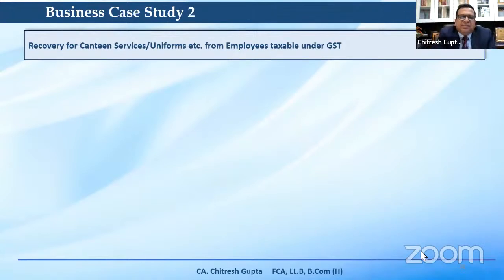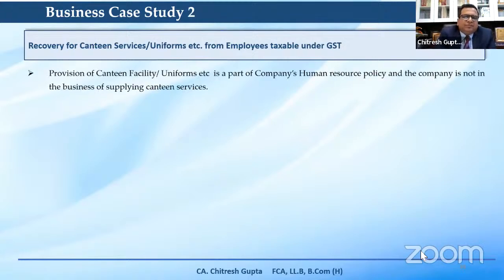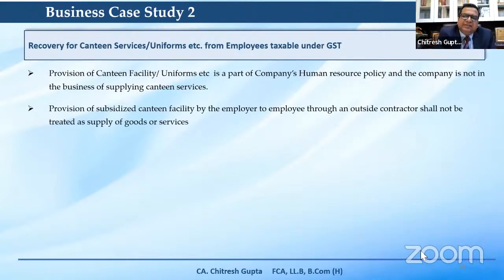So what is happening? The department is issuing show cause notices and demanding tax on the recovery of canteen services or uniform. So in this case, we can take a ground that provision of canteen facility or uniform is part of the company's human resource policy, HR policy, and the company is not in the business of supplying canteen services. So basically, providing the canteen services is not a part of business, and it is being provided as per HR policy.